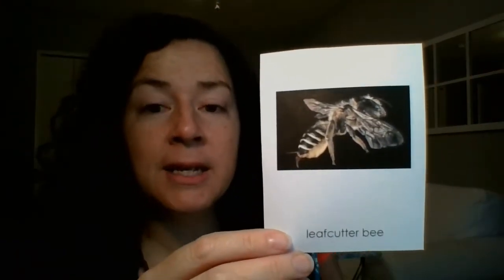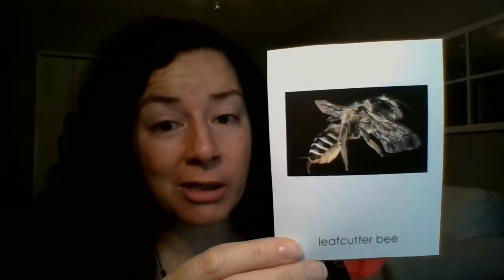The leafcutter bee tends to be alone, and the leafcutter bee will cut leaves to build their nests. Some of the leafcutter bees like to live together in groups or colonies, and some of the leafcutter bees like to live alone.